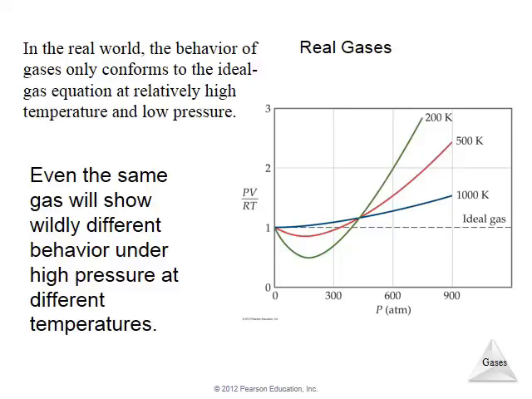Now, it is also true that even the same gas will show quite different behavior under high pressure at different temperatures. So you're seeing it in this graph at different temperatures. You can see that as temperature is increased from 200 to 500 to 1000, the behavior is approaching the ideal gas, because for ideal gas you predict PV over RT for 1 mole of gas is going to be 1, and so the value is approaching 1 as temperature is increased.